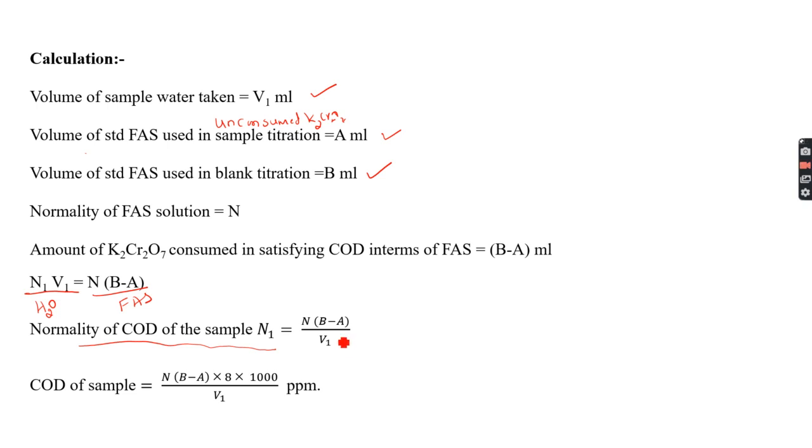Once you know the normality of the water sample, you can calculate the COD in terms of ppm, oxygen equivalent. So COD of the sample becomes normality into B minus A into N into 8, that is to convert into equivalent, expressed in terms of the equivalent weight of oxygen. That's why we multiply by 8, and 1000 is to convert gram to milligram, so the result is in milligram per dm cubed. So this gives the COD of the wastewater. In this way we can find the COD of the sample. Thank you.